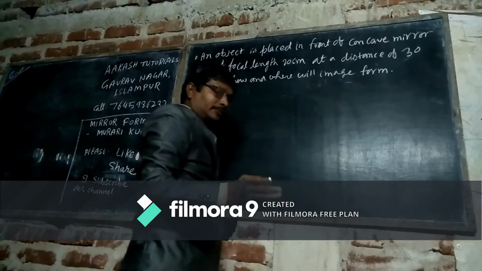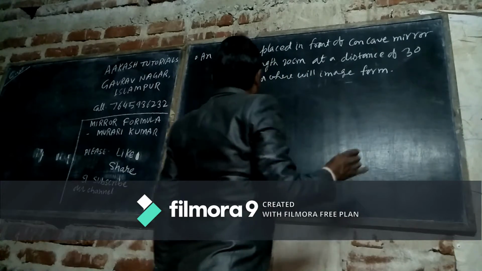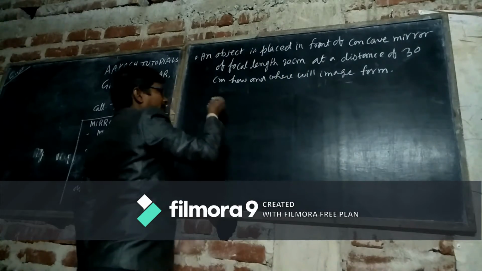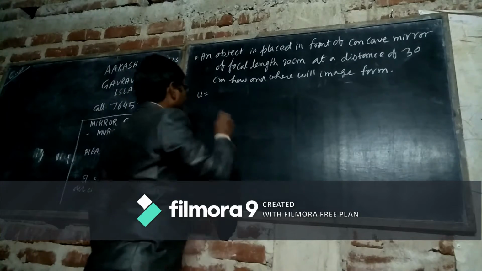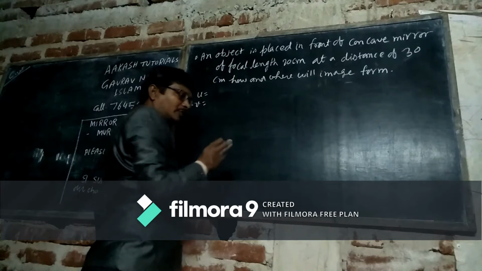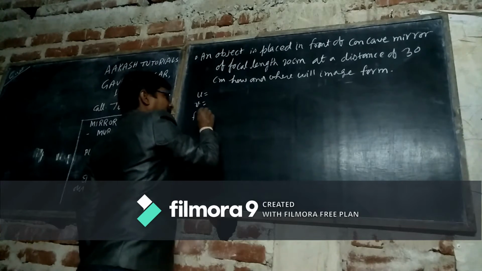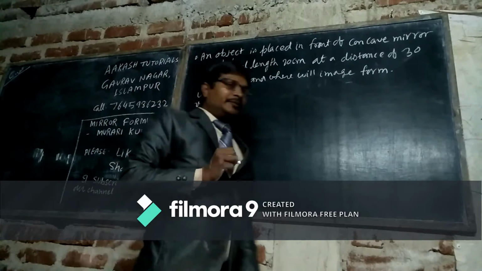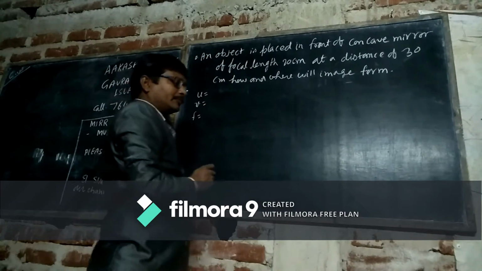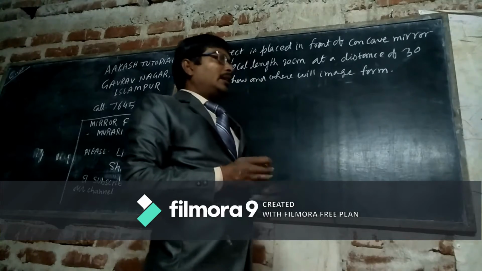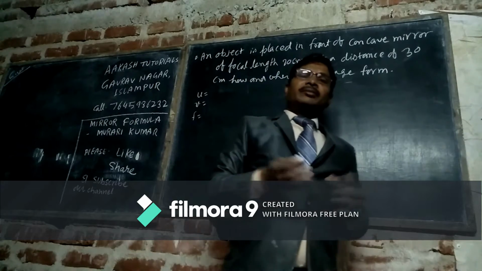So first we have to collect data, which is quite essential. We require u, that is the distance of the object from the mirror, v, the distance of the image from the mirror, and f, the focal length of the mirror. Any two will be given, and the third we have to find. In our next video we will discuss magnification, quite simple.